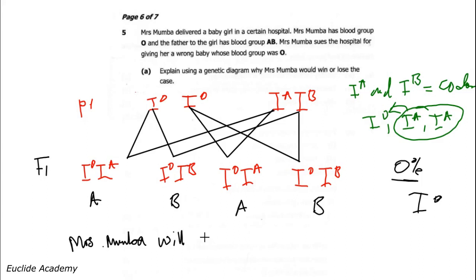Hence, Mrs. Mumba will definitely win this case. She's right. There's no way she can have a child whose blood group is O, because her husband has got AB. Unless her husband was also O, then that would have been the case.